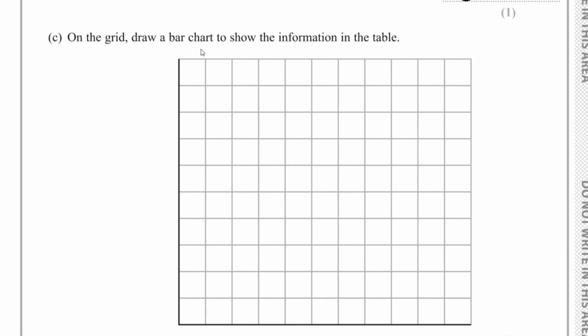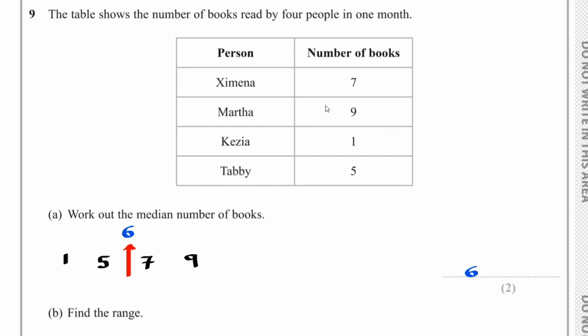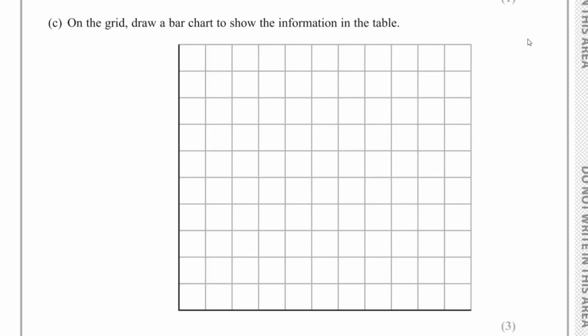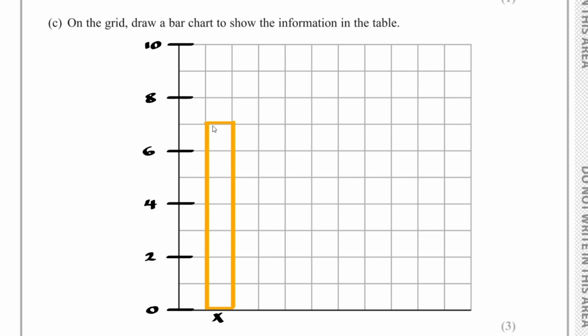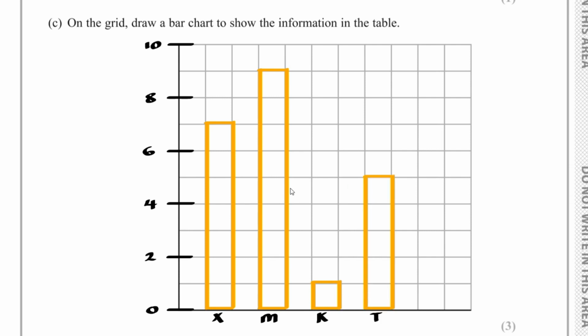Part C, on the grid, we have to draw a bar chart to show the information in the table. So we need to represent these data in a bar chart. Our maximum number is 9, our smallest number is 1. So let's create a scale from 0 to 10. So X, that's given by 7, M, that's given by 9, K, that's given by 1, and T, that's given by 5. So here is the completed bar chart.